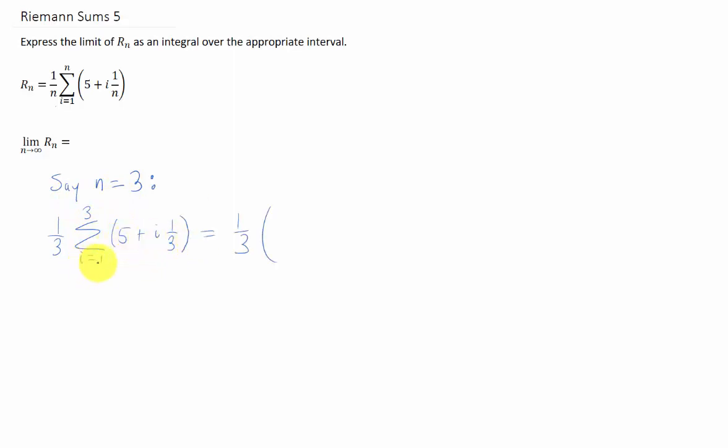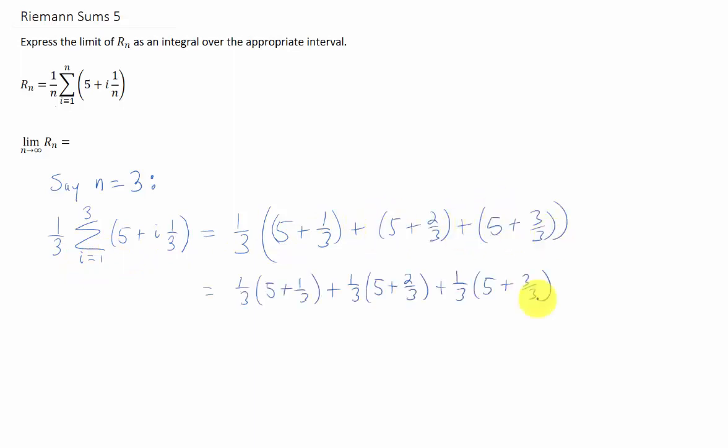If we start at i equals 1, our first term in the sum is 5 plus 1/3. If we then go to i equals 2, our next term is 5 plus 2/3. And our last term would be 5 plus 3/3. And maybe it'll help you and maybe it won't, but I distributed the 1/3.